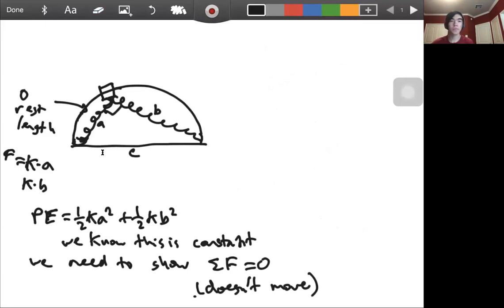Anyone? Does anyone have an idea? Yeah. How do you show it doesn't move?